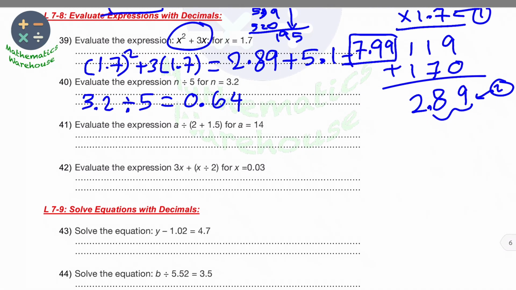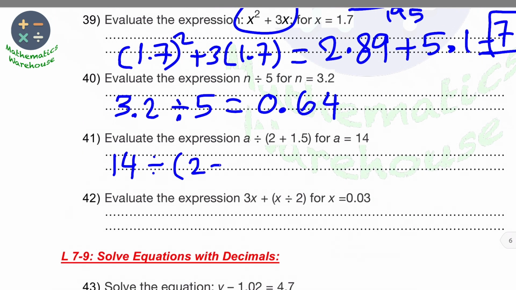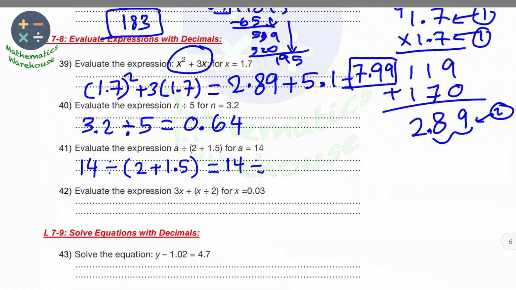Find the expression a divided by (2 plus 1.5) for a equals 14. Now, 14 divided by (2 plus 1.5). As we know, in order of operations, we have to solve the parentheses first. So 2 plus 1.5 is 3.5. So it's 14 divided by 3.5.